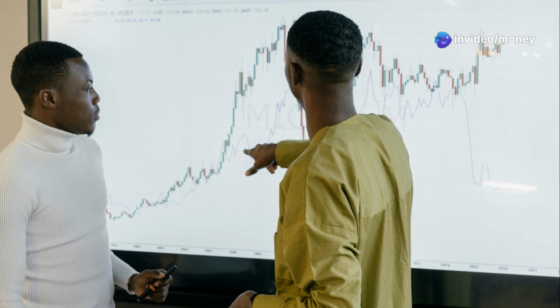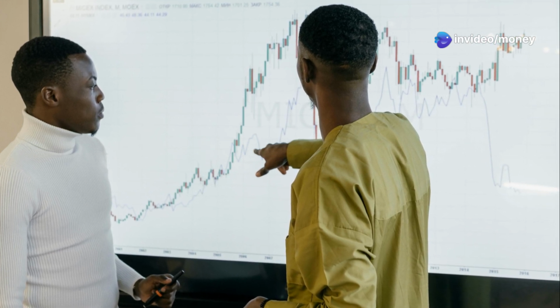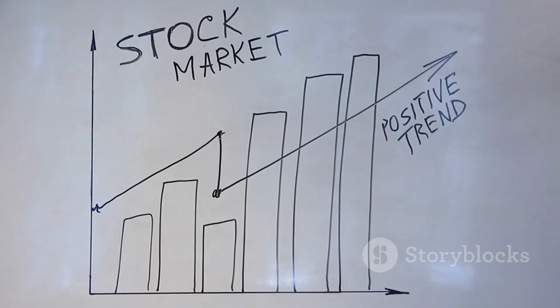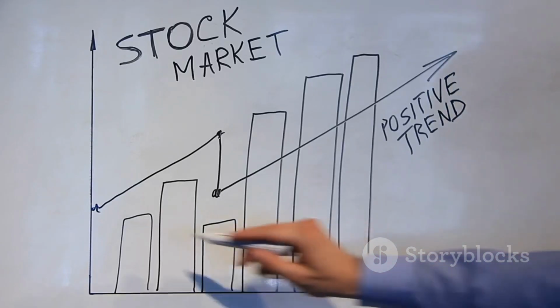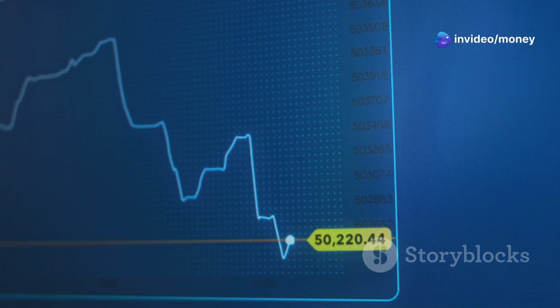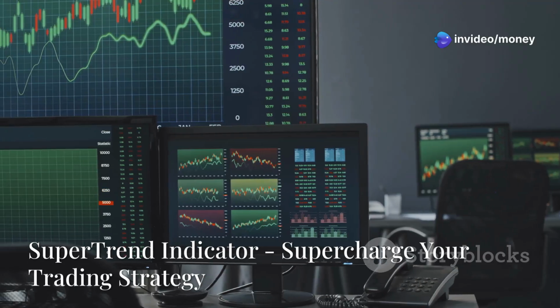Traders use the Ichimoku cloud in various ways, from identifying trend direction and strength, to spotting potential breakouts and reversals. For example, if the price is trading above the cloud, it's generally considered a bullish signal, while a price below the cloud suggests a bearish market.